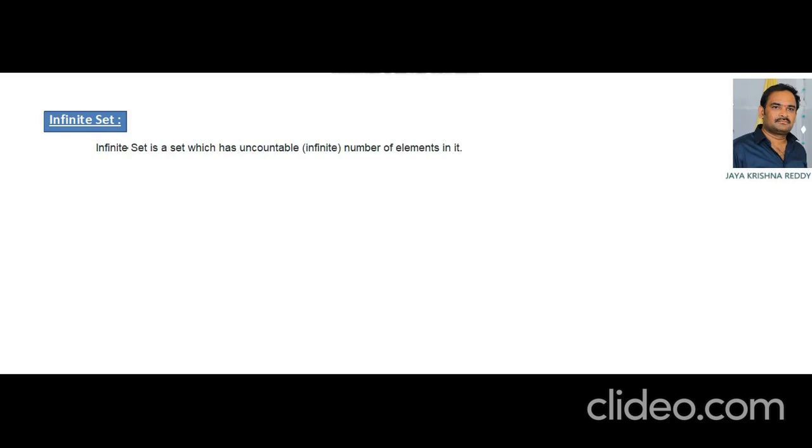Infinite set. An infinite set is a set which has an uncountable number of elements in it. Uncountable means infinite, means we are unable to count the number of elements of that set. So it is called an infinite set. Let us see some examples.